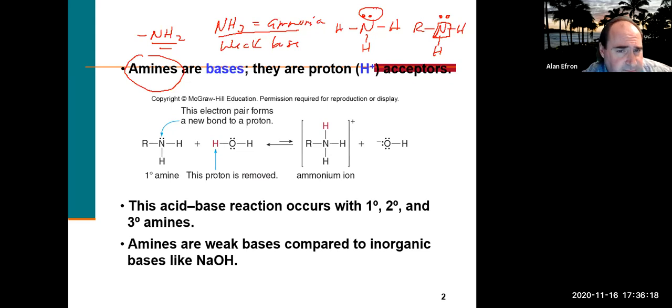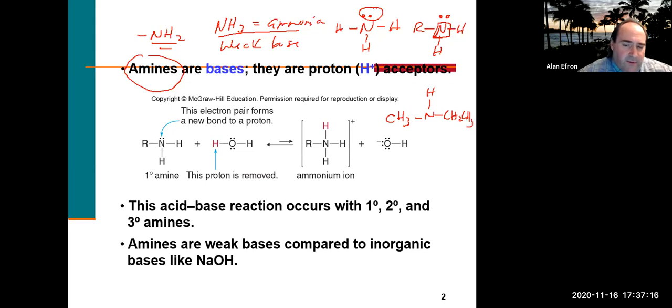In terms of naming them, we follow almost like a common name way of naming it, which will be sufficient probably for us, where we just find the groups that are attached to the nitrogen and put them in alphabetical order and then call it amine, for example, ethyl methyl amine is one way of naming it. The more formal way of naming it, as I think we also touched upon last time, was using N in the name. So something like N-methyl ethane amine. And again, what that means is the group that we're talking about there is actually connected to the nitrogen instead of the carbon.